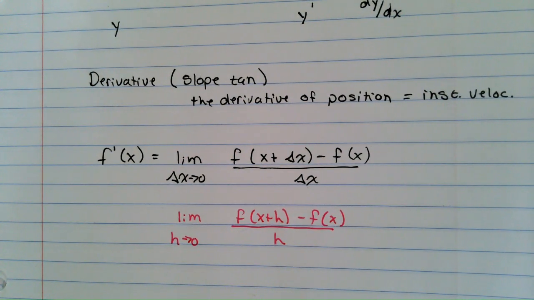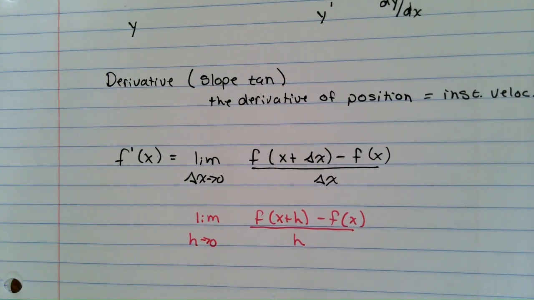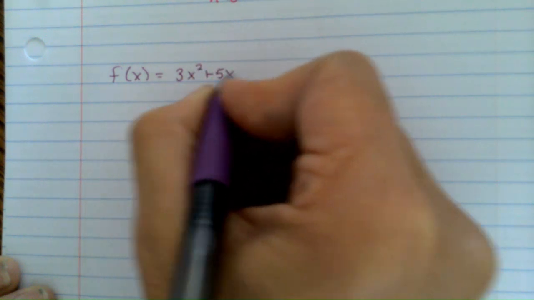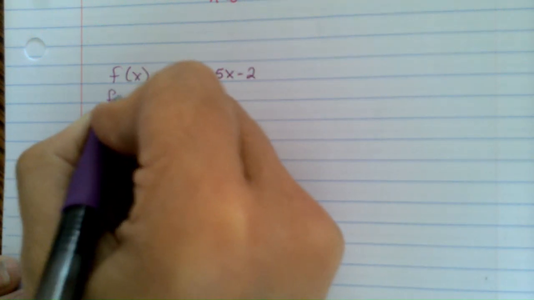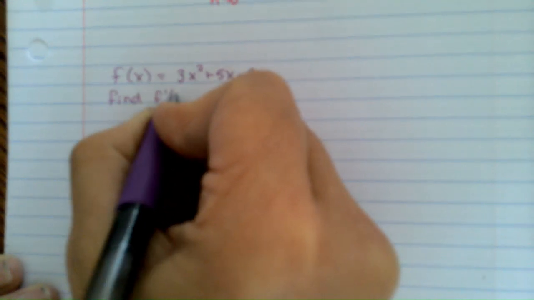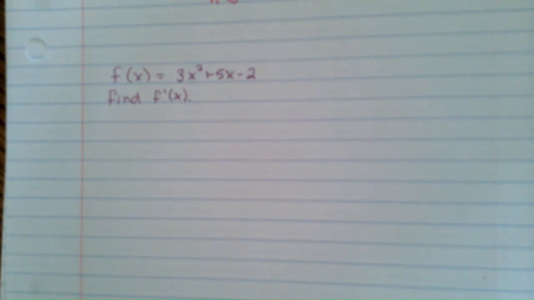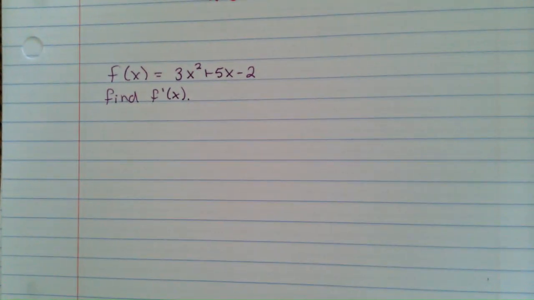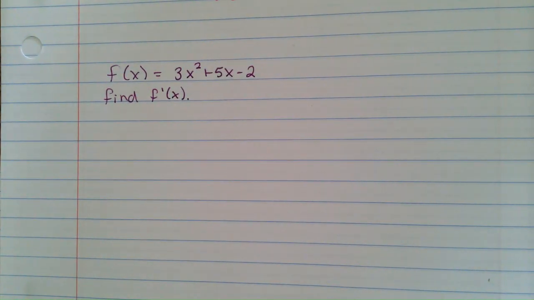Okay, so f of x is going to equal 3x squared plus 5x minus 2. Let's find the derivative. Okay, here we go.